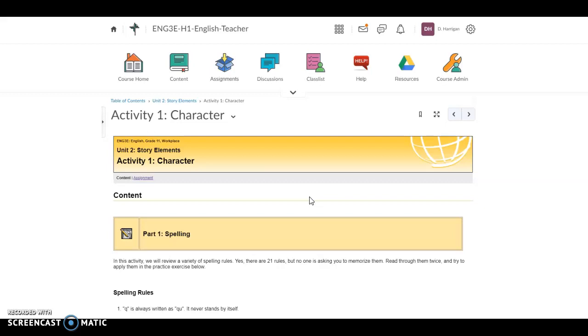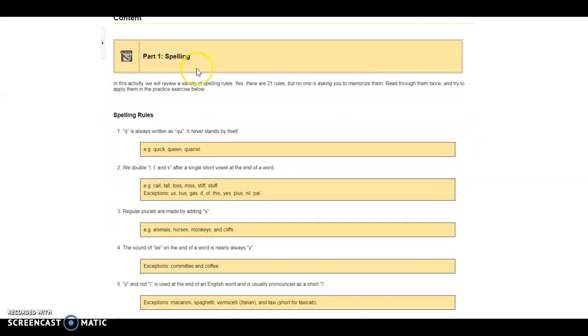Another topic that we'll cover in Unit 2 is spelling and grammar. So we looked at the parts of speech in Unit 1, and now we're going to move on and look at how those parts of speech work in terms of spelling and grammar. And we'll look at some of the errors that students commonly make and try to eliminate them from your writing. And so to start with, in Activity 1, we'll look at spelling.